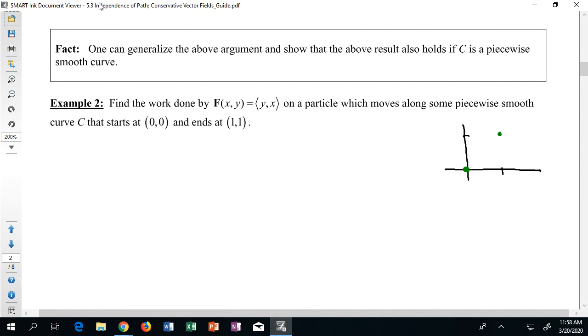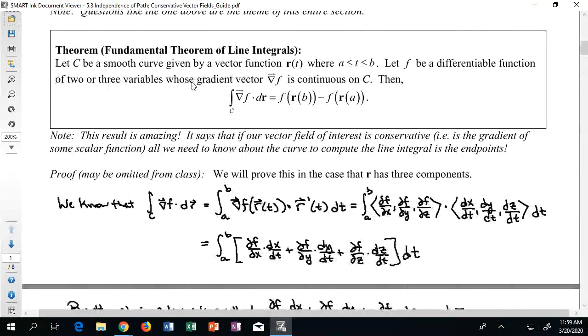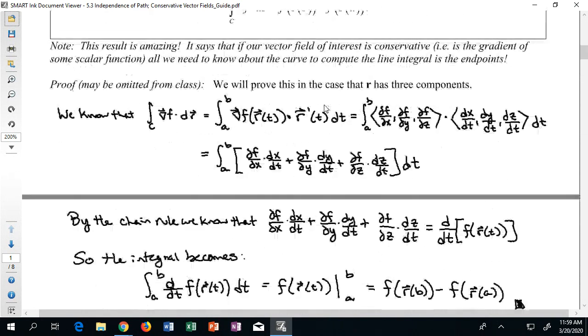But if I think about what the fundamental theorem of line integrals says, I can easily make some really quick determinations. All right, I can go ahead and state the following. Let's see what the theorem said. If I can express my work integral as the gradient of a function dot dr, as opposed to regular F dot dr, then I can evaluate that function at my endpoints.